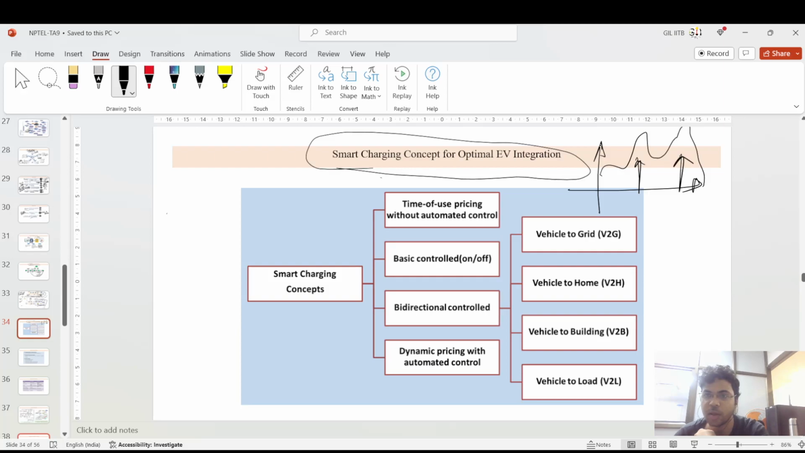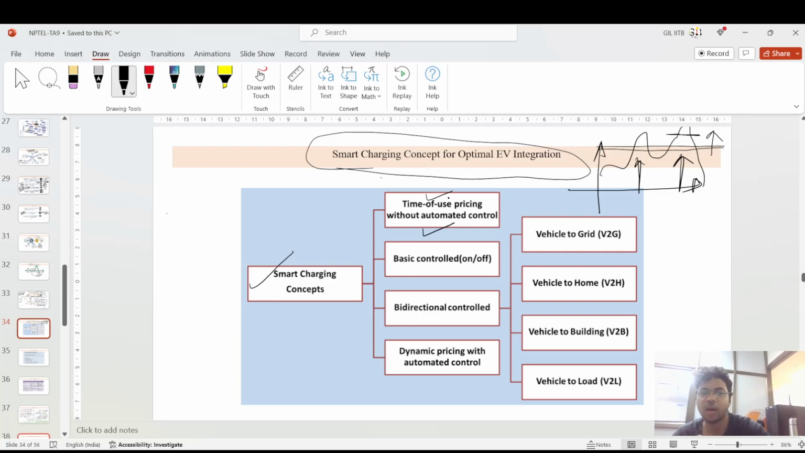Suppose this is the load curve with normal operation. This is the morning peak and this is the evening peak. If you penetrate a higher amount of EVs, then this peak power will increase further. So you need a certain smart charging concept for optimal EV integration.